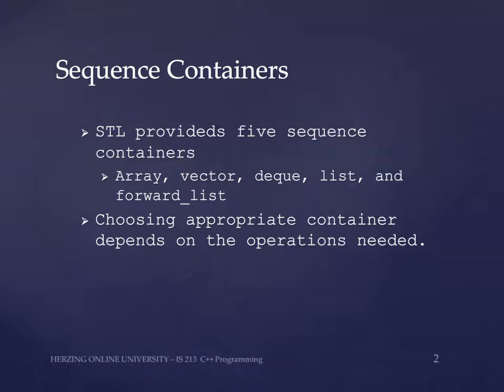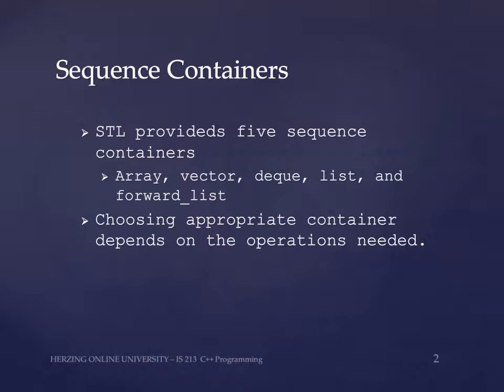Sequence containers. The C++ Standard Template Library, or STL, provides 5 sequence containers: array, vector, deque, list, and forward list. Class templates array, vector, and deque are based on built-in arrays. Class templates list and forward list implement linked list data structures, which we'll discuss later.